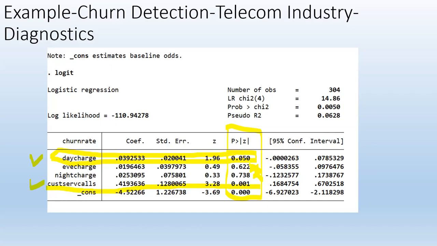Day charge is on the periphery, it's just at 0.05, but still we will say that it is an influencing factor. So these are the two factors that our diagnostic analytics has uncovered are affecting the churn rate. So if customers are making too many calls, if the firm's data and charges are high, then consumers are going to leave. And so the manager can appropriately design strategies.